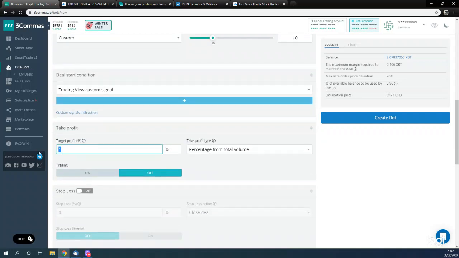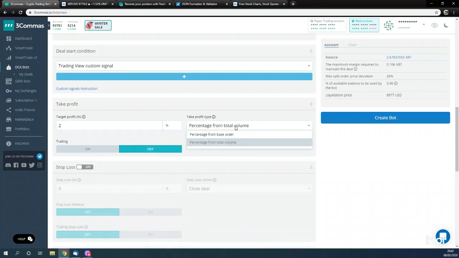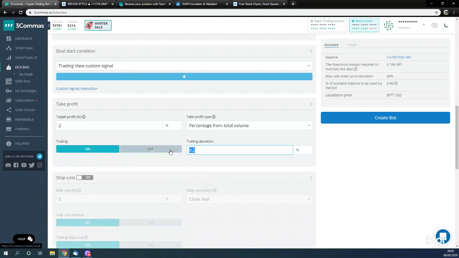Right, so we're going to have a target profit of 2%, percentage of total volume. It doesn't matter what you have it as, because you're only having one base order. And then we're going to have the trailing take profit on, and the trailing deviation, I'm actually going to change it to 1.5%, because we're giving the trade more chance to go higher, since you can see 1% is quite tight. Sometimes you will hit that 1% and the market will then keep going up.